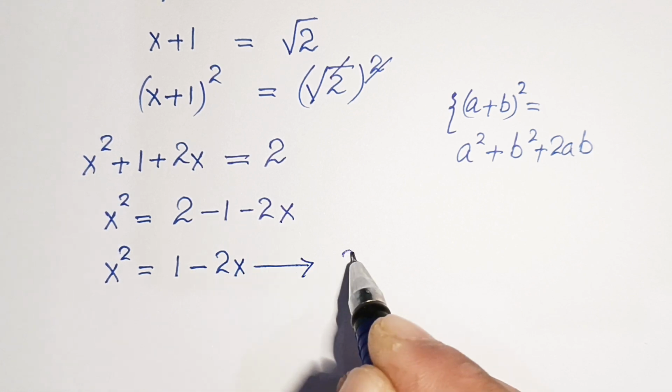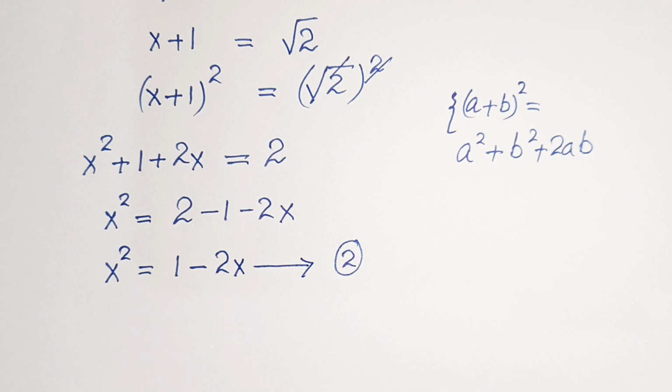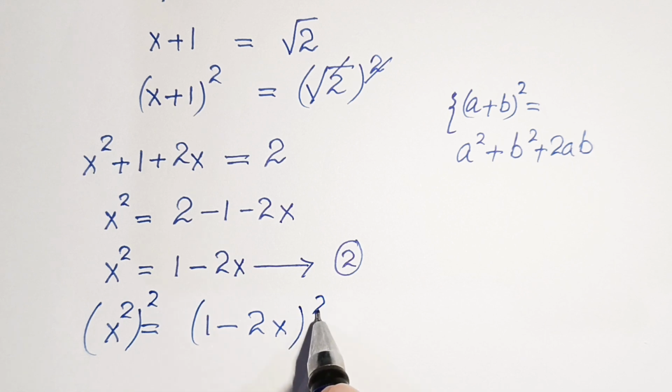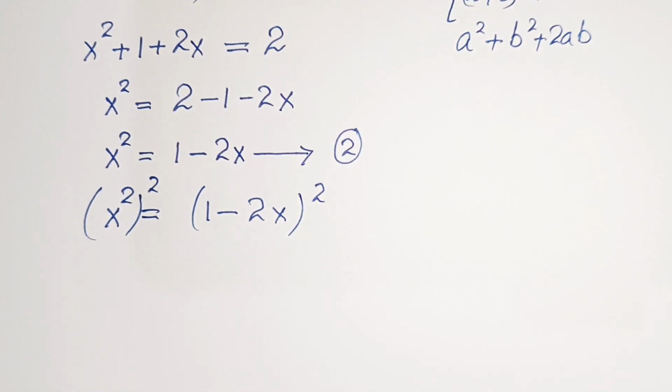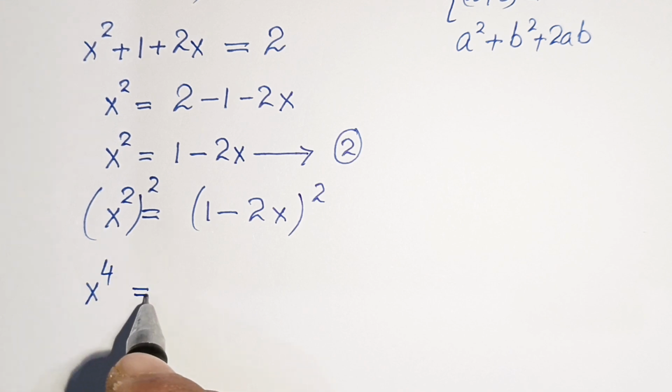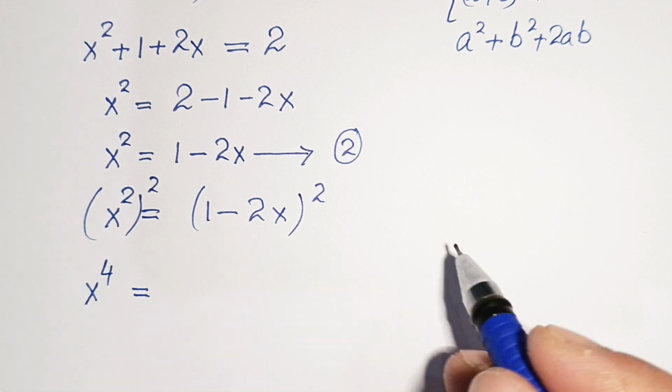Let's say it is our equation number 2. Now we have two equations. So if we take again the square of this equation 2, x squared is equal to 1 minus 2 times x. Taking square on both hand sides, we will get x squared whole squared, which is x to the power 4, is equal to 1 minus 2x whole squared.